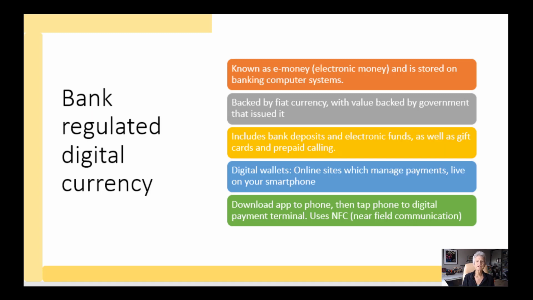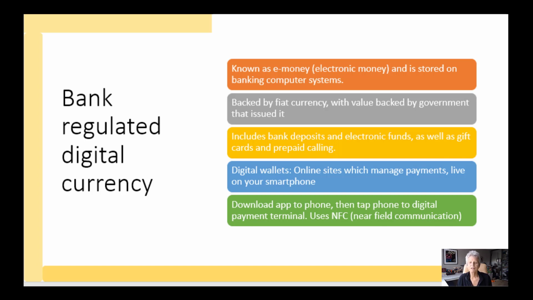Now, to begin with, we want to talk about digital currency that is bank regulated. So this digital currency is any type of money that exists in electronic form. So actually, both cryptocurrency and bank regulated are also digital currency. However, digital currency that is bank regulated is stored in banking computer systems and is backed by something known as fiat currency, which is legal tender whose value is backed by the government that issued it.